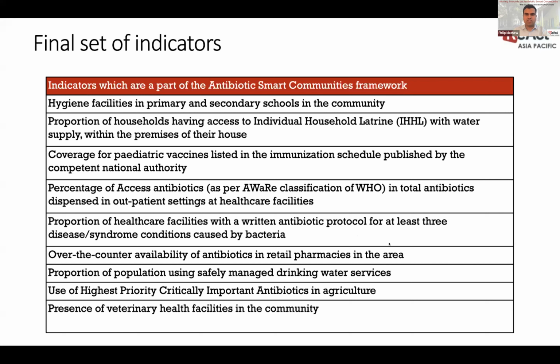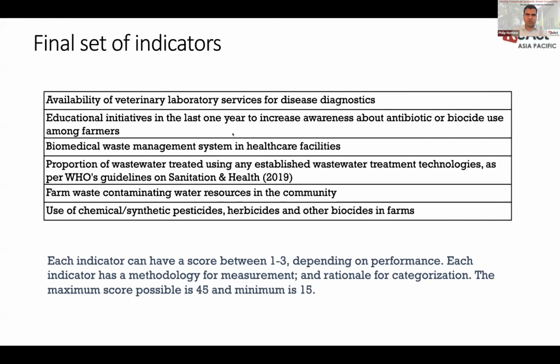use of highest priority critically important antibiotics as per the WHO classification in farms, presence of veterinary healthcare facilities in the community, availability of veterinary laboratory services for disease diagnostics, educational initiatives in the last 1 year to increase awareness about antibiotic or biocide use among farmers, biocides and heavy metals being one of the other prominent drivers of AMR. Biomedical waste management systems in healthcare facilities, proportion of wastewater treated using any established wastewater treatment methodology, farm waste contaminating water resources in the community, and lastly, the use of chemical and synthetic pesticides, herbicides, and other biocides in farms.